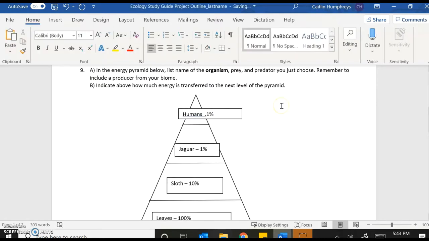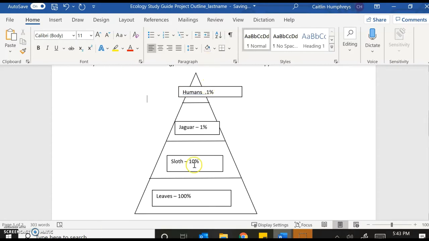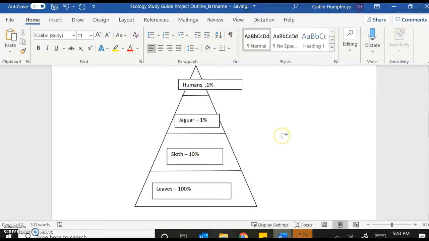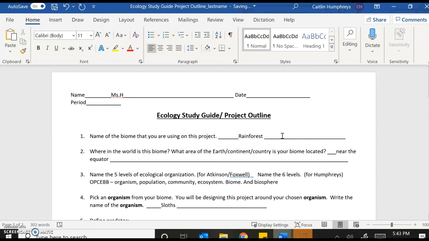So now I've done my instructions for A. Does it list the organism? Check. It's prey? Check. It's predator? Check. It says remember to include a producer, but I already have one. So I included an apex predator. And it says indicate how much energy is transferred to the next level. Right here, 100, 10, 1, and 0.1. I am now done with question 9. And page 1 is completed.